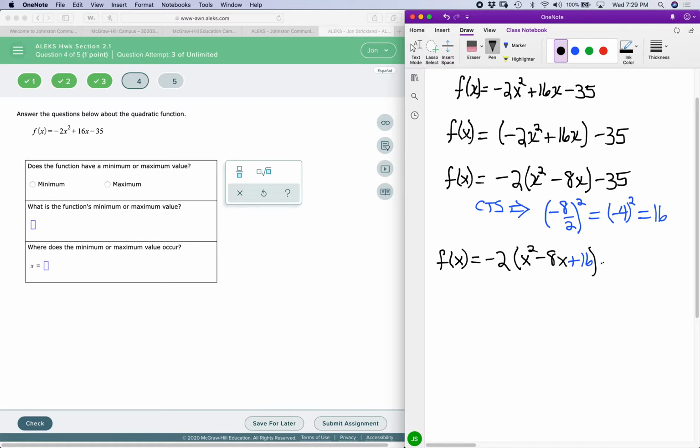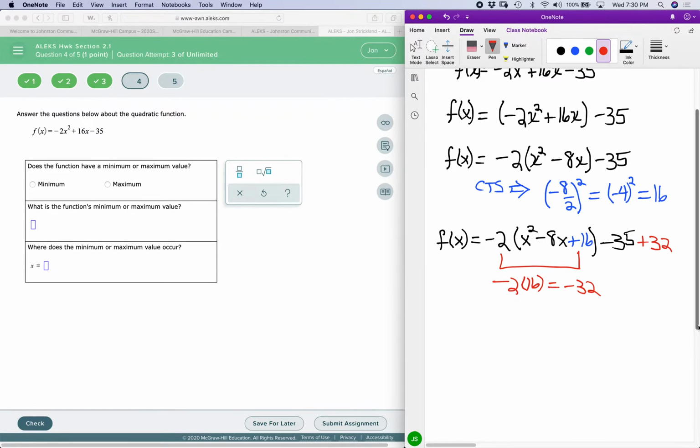And to keep everything in balance, as I'm adding 16 within the parentheses, I'm actually adding negative 2 times 16, which is negative 32. To keep things in balance, I'm going to offset the subtraction of 32 at the front by adding 32 at the end. So f of x is equal to negative 2 times x squared minus 8x plus 16, which is a squared trinomial, the square of x minus 4. Negative 35 plus 32 is negative 3.